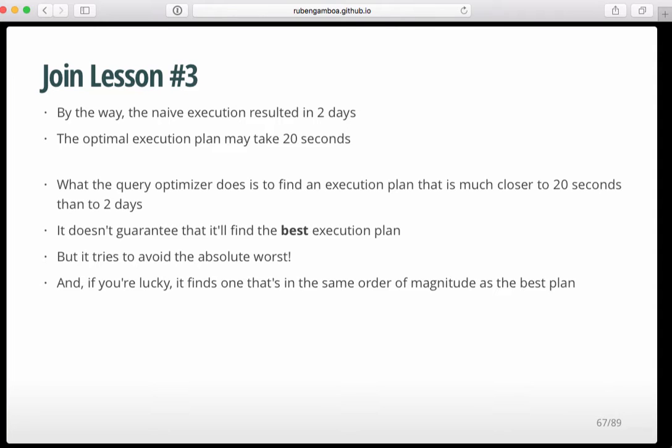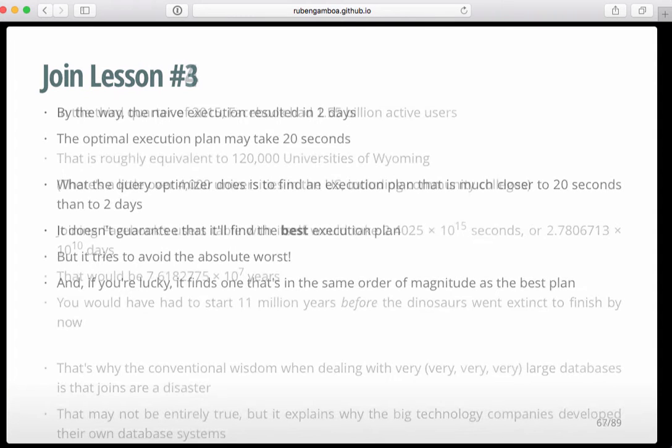So if the optimal plan takes 20 seconds, and let's say you do it in 30 seconds, that's not so bad, right? Because it could have been 2 days. So I'll take 30 seconds. I'll take 2 minutes, okay? So what it's really doing is just trying to find something that's close to the optimal, and definitely not as bad as you could do it if you didn't have an optimizer at all. So don't be confused by the word optimizer.